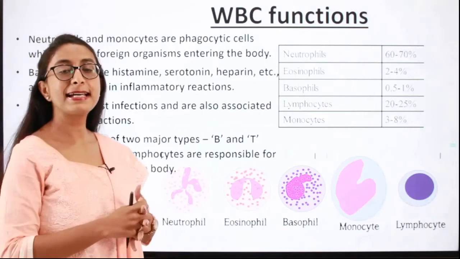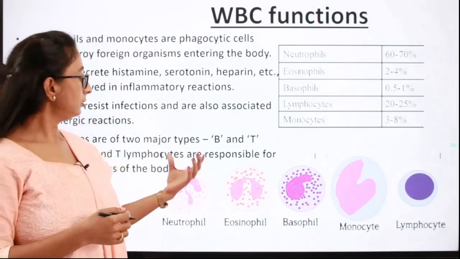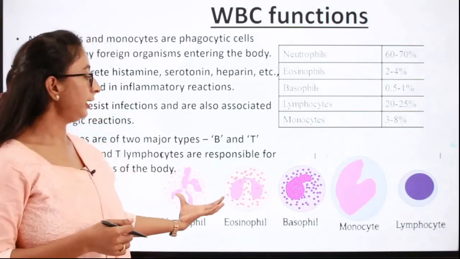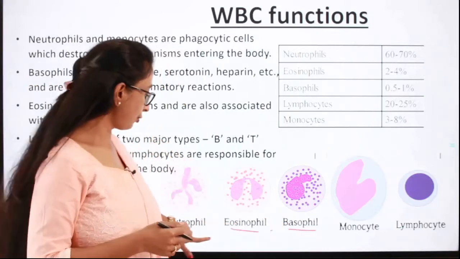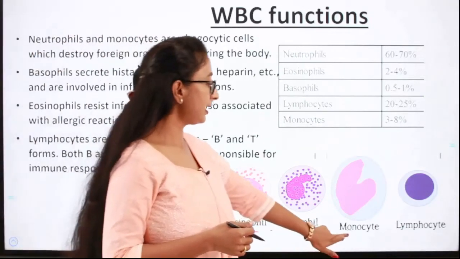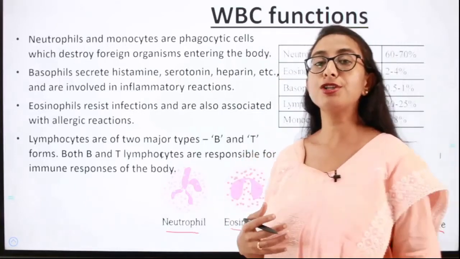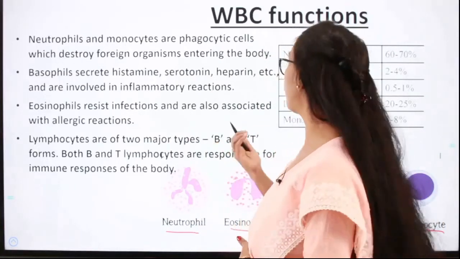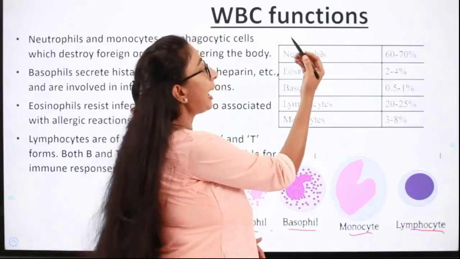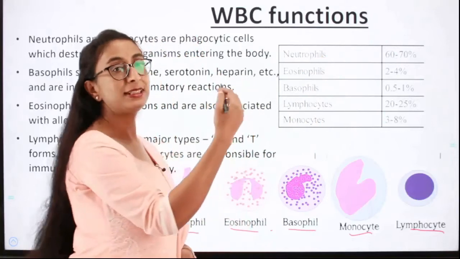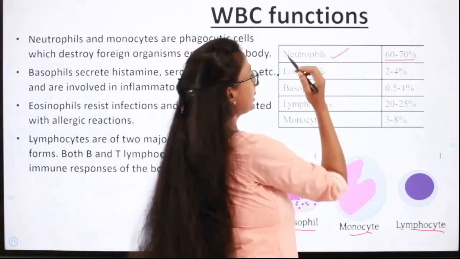So now let's discuss the functions of WBCs. We already know we have three granulocytes, that is eosinophil, basophil and neutrophil, and then two agranulocytes, that is monocyte and lymphocyte. Now we shall discuss the composition. What percentage of this is present? This is also a possible question in your examination. The highest amount of WBC present in our blood is neutrophil, which is around 60 to 70%.